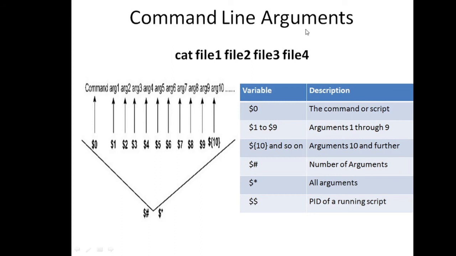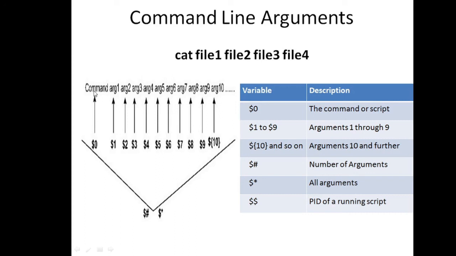Now we will see command line arguments. Command line arguments are nothing but the arguments given along with the command. What is the purpose of this? Instead of the user entering the input during the execution of the program, you can give the arguments when you are giving the command itself. Here, cat file1, file2, file3 and file4. That means I am trying to display the content of file1, file2, file3 and file4. So when I give a command like this, the command line arguments will be handled like this.